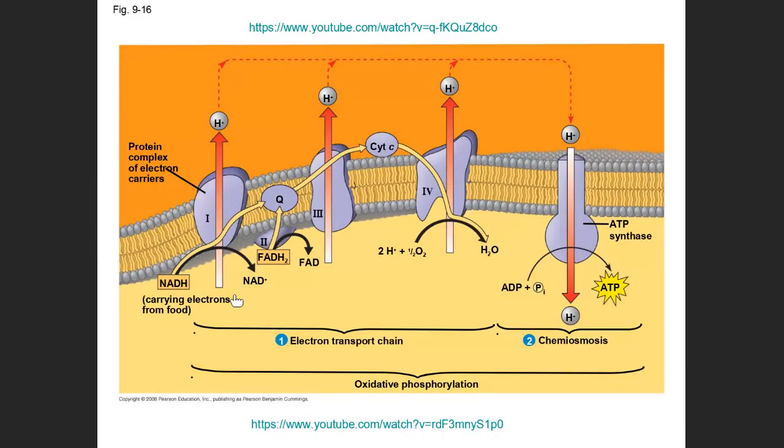So all the hydrogens get pumped, they accumulate in a high concentration, and they follow their concentration gradient from high to low by moving through the ATP synthase enzyme. As the hydrogens flow through the ATP synthase, that movement of hydrogens is an alternate form of energy that ATP synthase uses to make ATP. So this whole process is oxidative phosphorylation to make ATP.